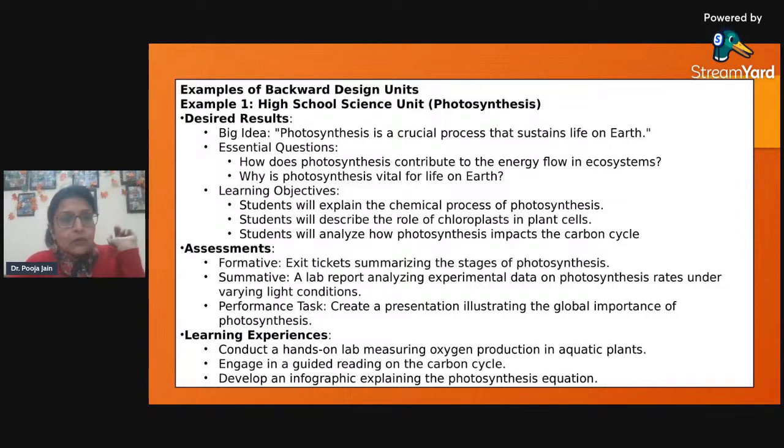So, for example, how does photosynthesis contribute to the energy flow? Why is photosynthesis vital for life on Earth? Right? And what will be my learning objectives? The chemical process, role of chloroplasts, chlorophyll, and how photosynthesis impacts the environment and carbon cycle in particular.